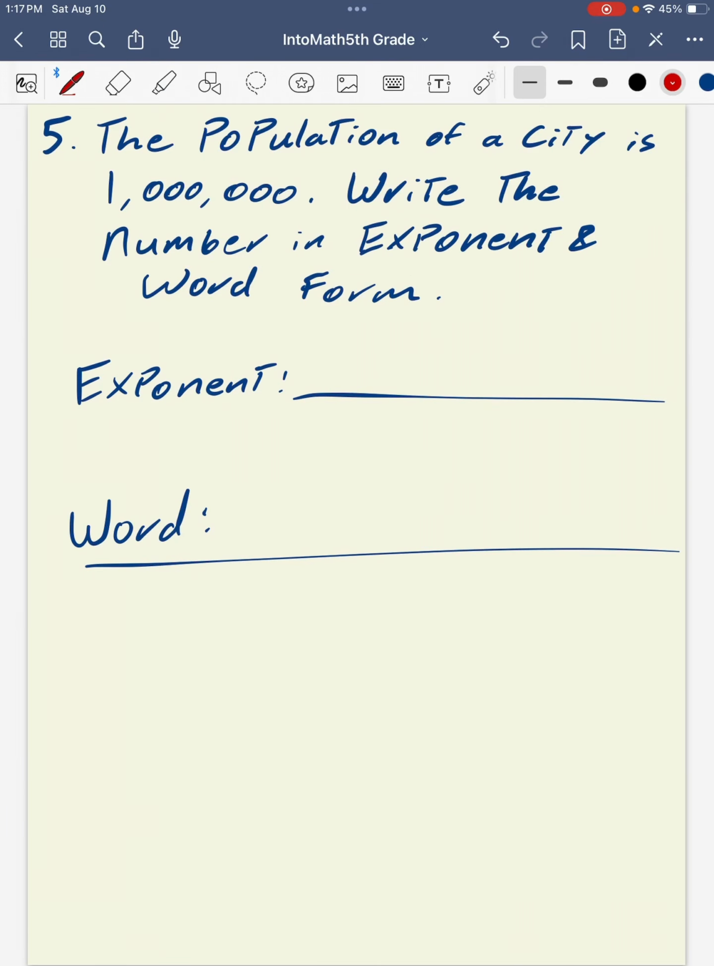Question number 5 states, the population of a city is 1 million. Write the number in exponent and word form. Just like we did in problem 1, we count the number of zeros, and this will tell us what the exponent is for our base 10. I count out that there are 6 zeros behind the number 1. And as an exponent, this becomes 10 to the 6th power. In word form, I write it out as 10 to the 6th power.